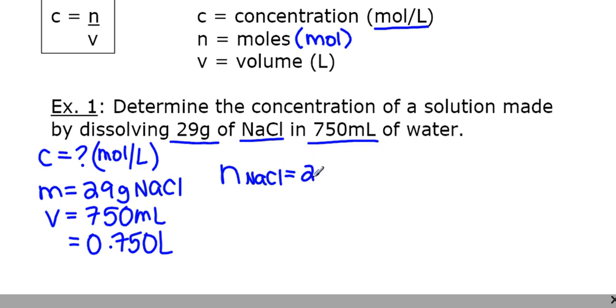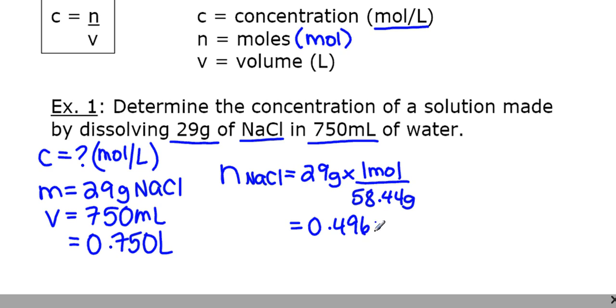So if you've tried this out, you take your 29 grams, and we know we're going to divide by the molar mass, which is 58.44 grams. And we get about 0.496 moles. Now we have our volume, we have our moles, we can calculate concentration.